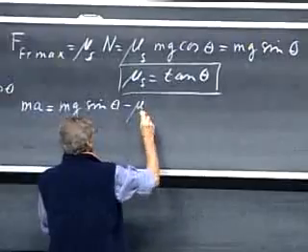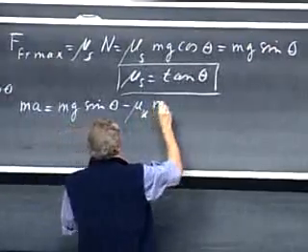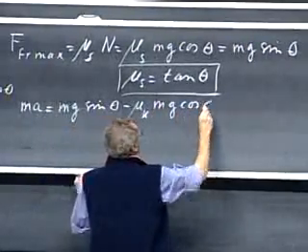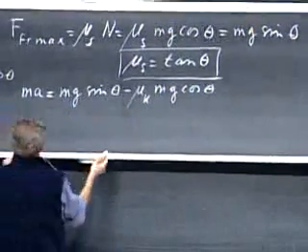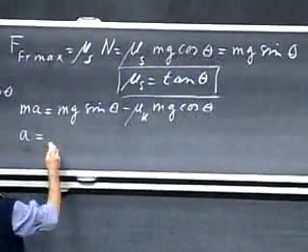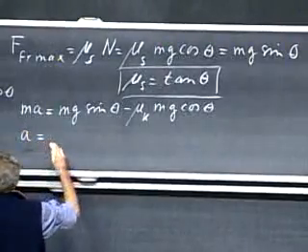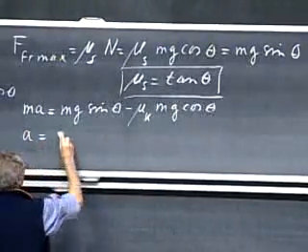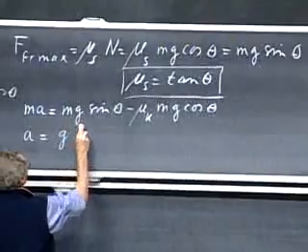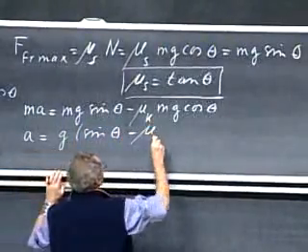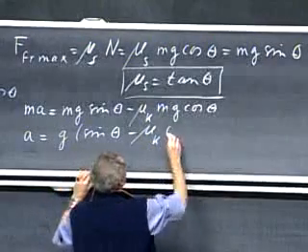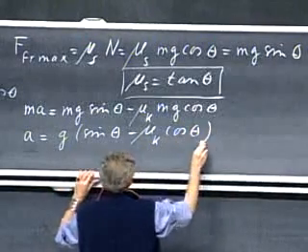mu k mg cosine theta. I lose my m, and so the acceleration in the positive x direction, that's the way I defined positive x direction, equals g times the sine of theta minus mu k times the cosine of theta.